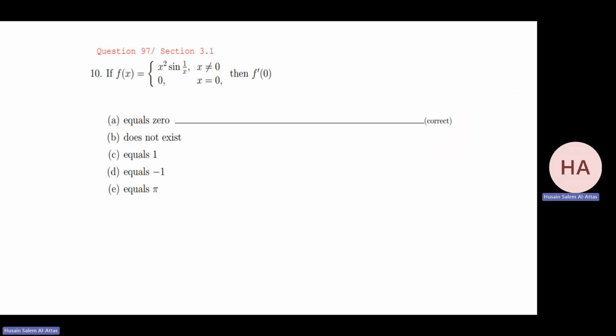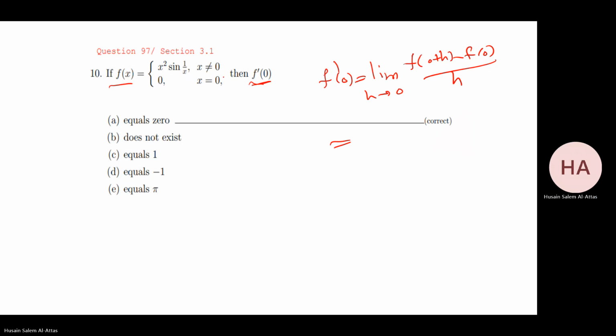If this is f of x, find f prime at 0. How to find f prime at 0? Limit as h goes to 0 of f of 0 plus h minus f of 0 over h. Since I'm talking about x greater than 0 and x less than 0, no need to check left and right. It will be the same. So I have h squared sine 1 over h, f of 0 is 0, over h.